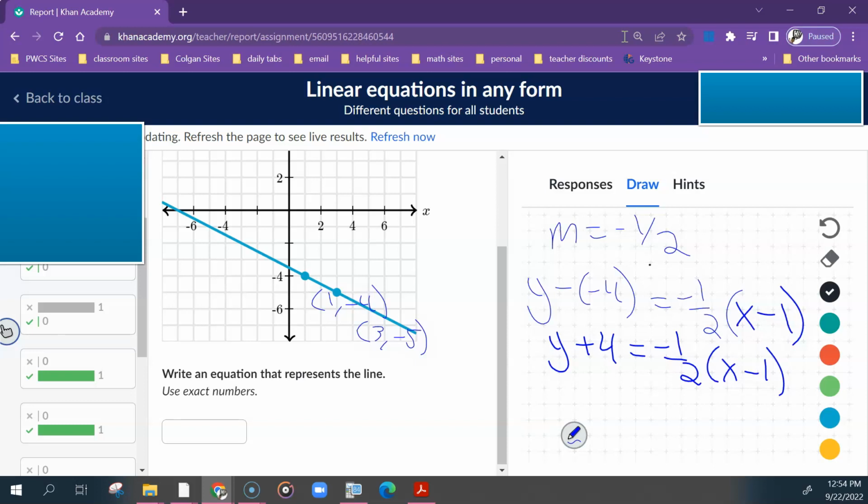So the other answer to this would be, and I didn't need to show this, if I use this one, this would be +5 equals -1/2 x minus 3. So it would accept either one of those. So you just have to find your slope and then put it in point slope form. Questions about that?